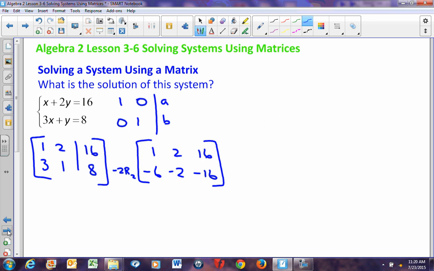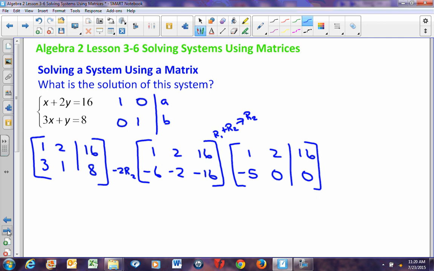So I'm going to keep row 1 on the top, 1, 2, 16, and the bottom 1 and negative 6 is negative 5. Okay, 2 and negative 2 is 0. 16 and negative 16 is 0. So there's my new matrix after I added row 1 to row 2. Row 1 plus row 2 to give me a new row 2. I kind of do that so I know what the color is doing. That's my shorthand for saying, oh, what did I just do?